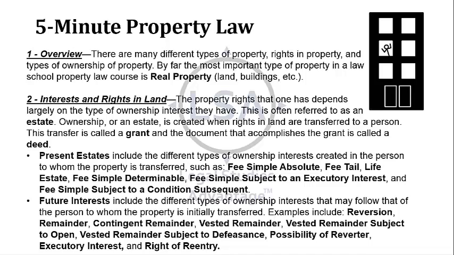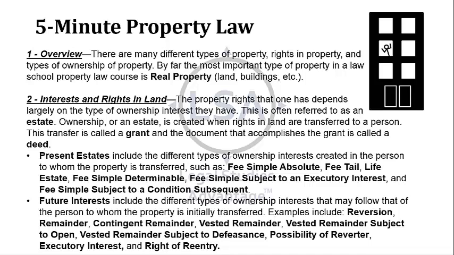Present estates include the different types of ownership interests created in the person to whom the property is initially transferred. These are, for example, the fee simple absolute, the fee tail, the life estate, the fee simple determinable, the fee simple subject to an executory interest, and the fee simple subject to a condition subsequent.